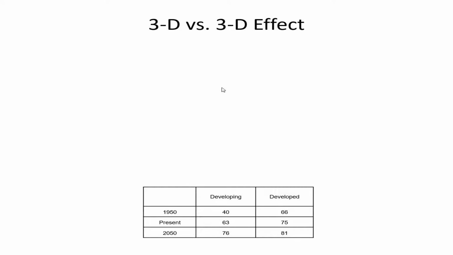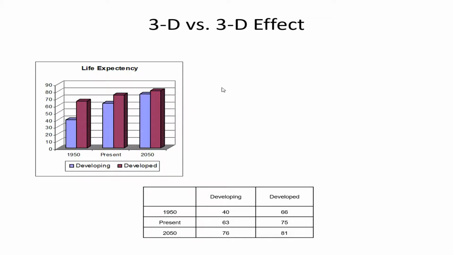3D versus 3D effect. This is another example showing the years, the expected lifetime of people in the developing and developed countries. And we have three different points in time: 1950, the present time, and the year 2050. We have two options again, as I did before.